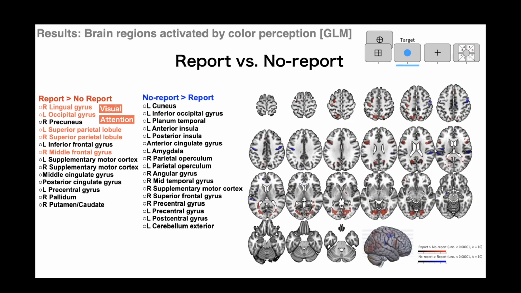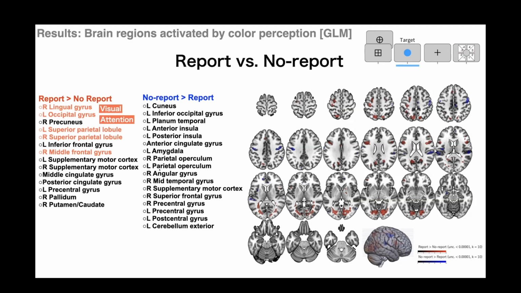And as shown in red regions, visual regions, occipital gyrus and lingual gyrus and parietal lobe are more activated for the report condition, even though they are looking at the same stimuli. And these are visual attention regions. So maybe looking at the color to report may require more visual and more attention brain responses.